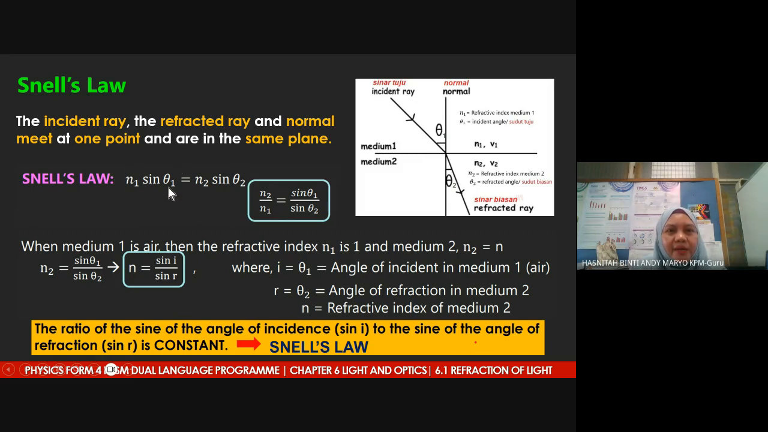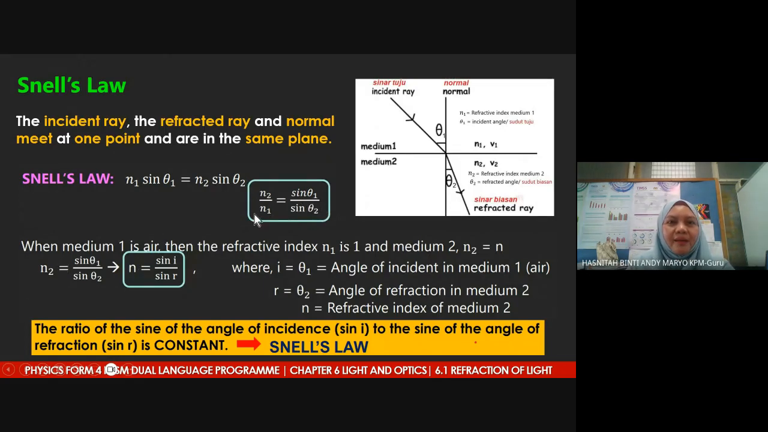So when you rearrange, this is what it becomes. You put N at the left side, N2, and then sine theta you put at one side. We bring N1 here, we bring N2 to this side, and then we bring sine to the left. So N2 divide N1 will be equal to sine theta 1 divide sine theta 2. I repeat, N2 divide N1 equals sine theta 1 divide sine theta 2.